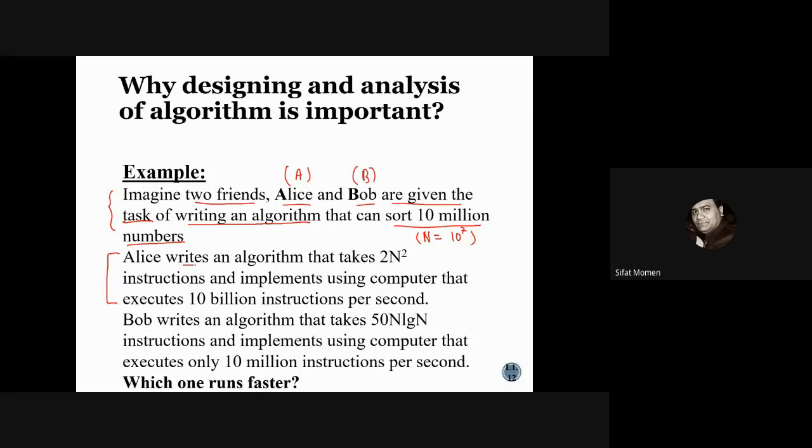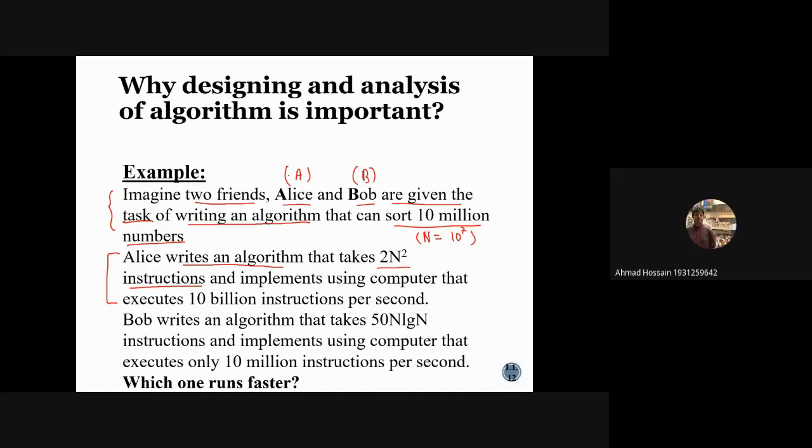Alice writes an algorithm, and what does Alice's algorithm do? It takes some 2n square instructions to solve the problem. How many instructions does it take to solve the problem? 2n square. It is written 2n square. What is n?